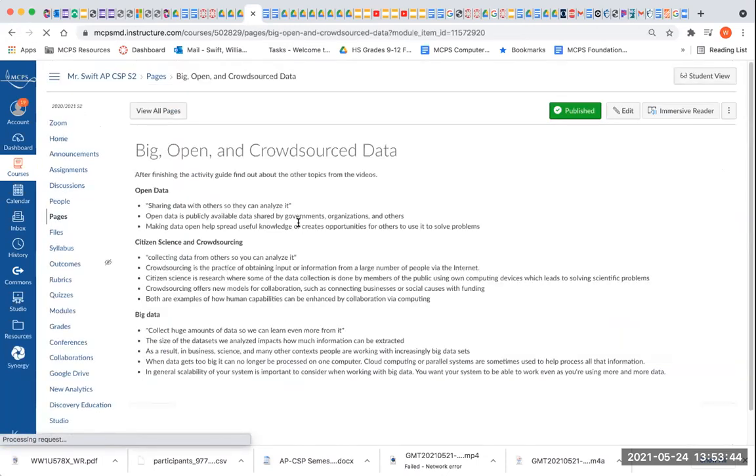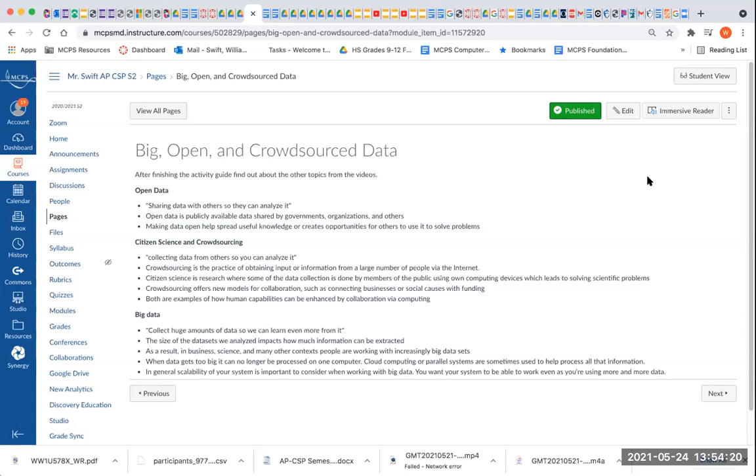Okay. Big, open, and crowdsourced data. This is the last area that we haven't really hit. I'm not quite sure what this is referring to, but just reading through this is going to help. Open data, sharing data with others so they can analyze it. Open data is publicly available data shared by governments, organizations, and others. Making data open helps spread useful knowledge or creates opportunities for others to use it to solve problems.